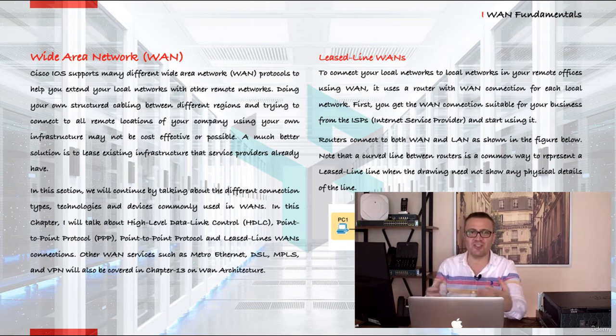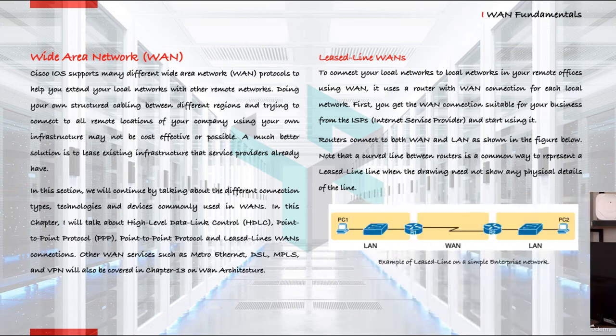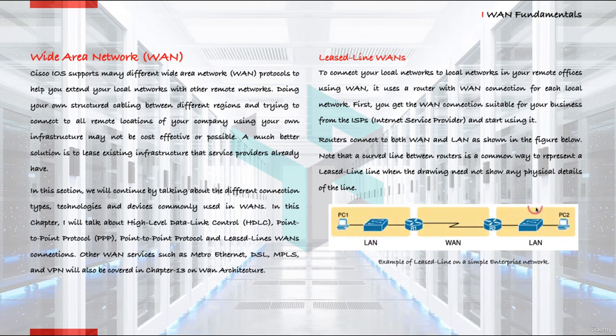ISPs use various technologies to provide us with these services. Now let's look at leased lines from these technologies. Leased lines use the HDLC protocol by default, which stands for High-Level Data Link Control Protocol, which is similar to the Ethernet technology we use in the local area network environment. The figure here illustrates the use case of a leased line in a simple enterprise network. We have the remote office here, we have the head office here.